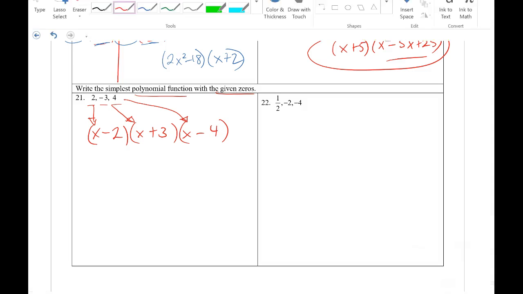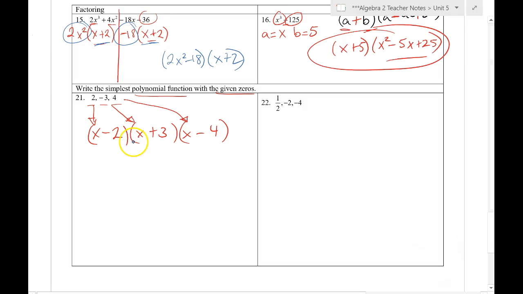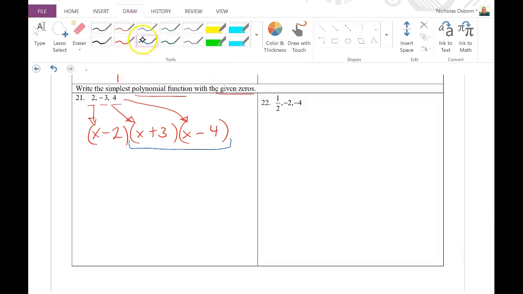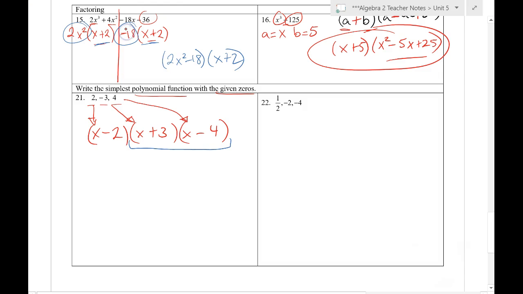Now, we're going to multiply all this out. First thing you would do is FOIL the right side. But first, before we do that, let's bring down the one we're not going to FOIL so we don't forget it. Okay, now let's FOIL: x squared, and then negative 4 plus 3 is negative x, and then 3 times negative 4 is negative 12.